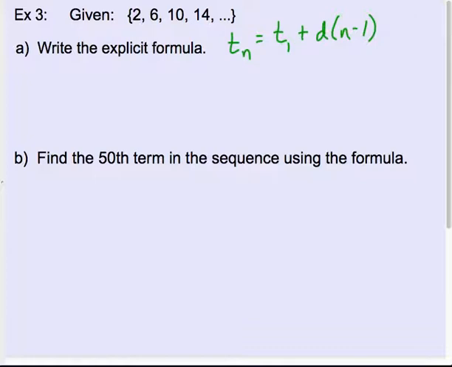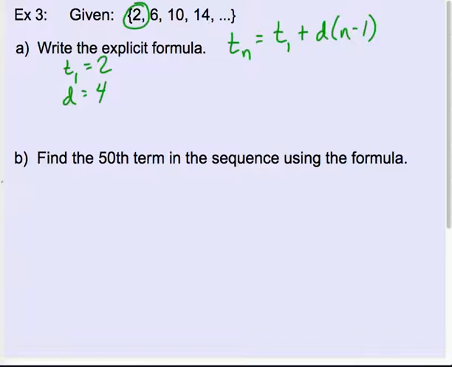So to write an explicit formula for a sequence, first we need to know the first term, which is 2. Then we need to find the common difference. As I'm looking through, we're adding 4 to each of the previous terms. So let's write this out, t sub 1. Our common difference is 4.